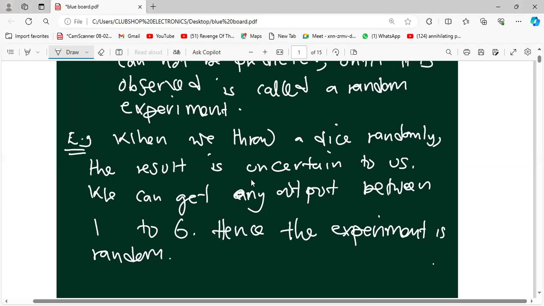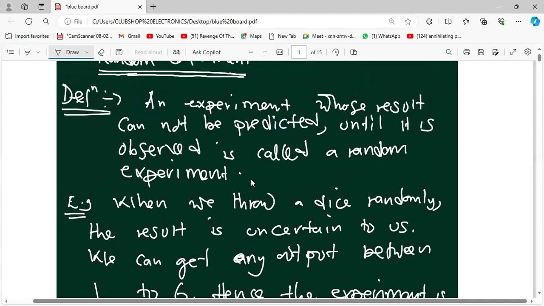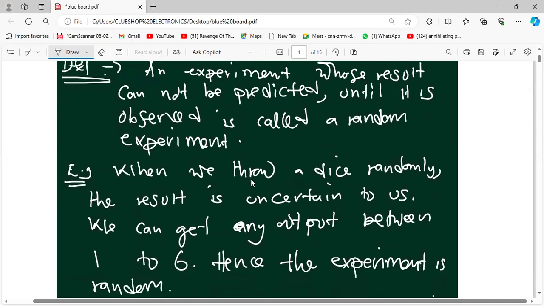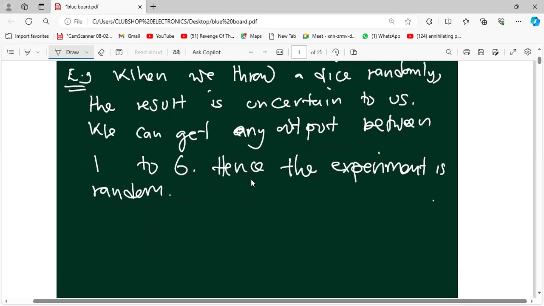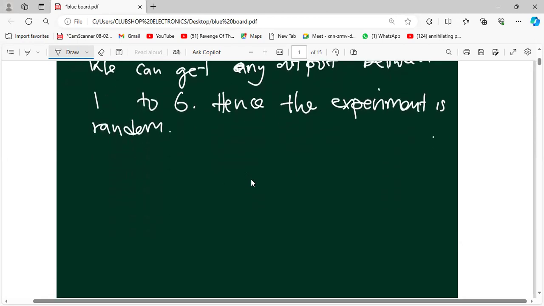Okay, so that's what we mean by a random experiment, where we are not sure of anything likely to happen. That is a random experiment.